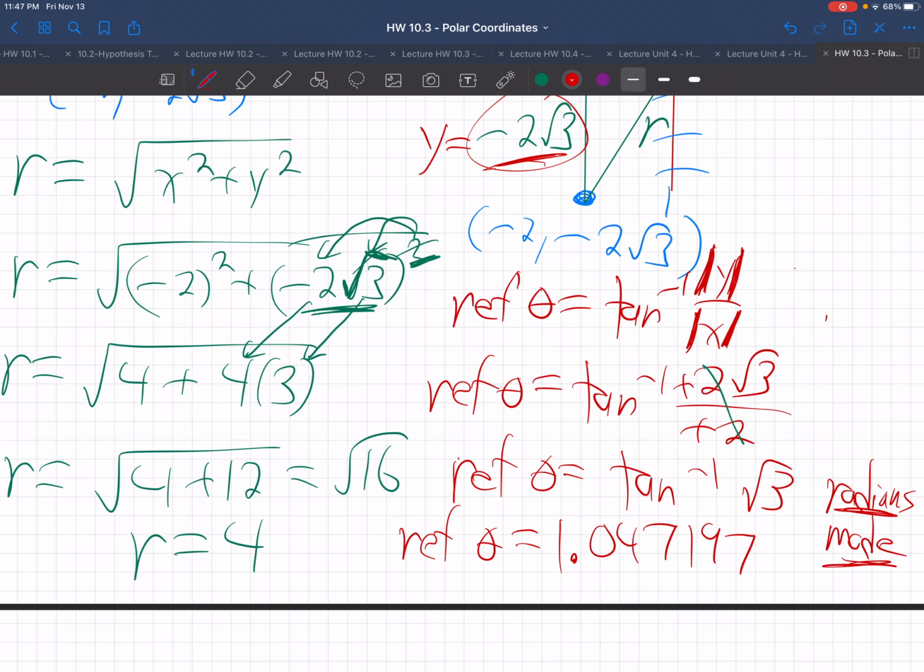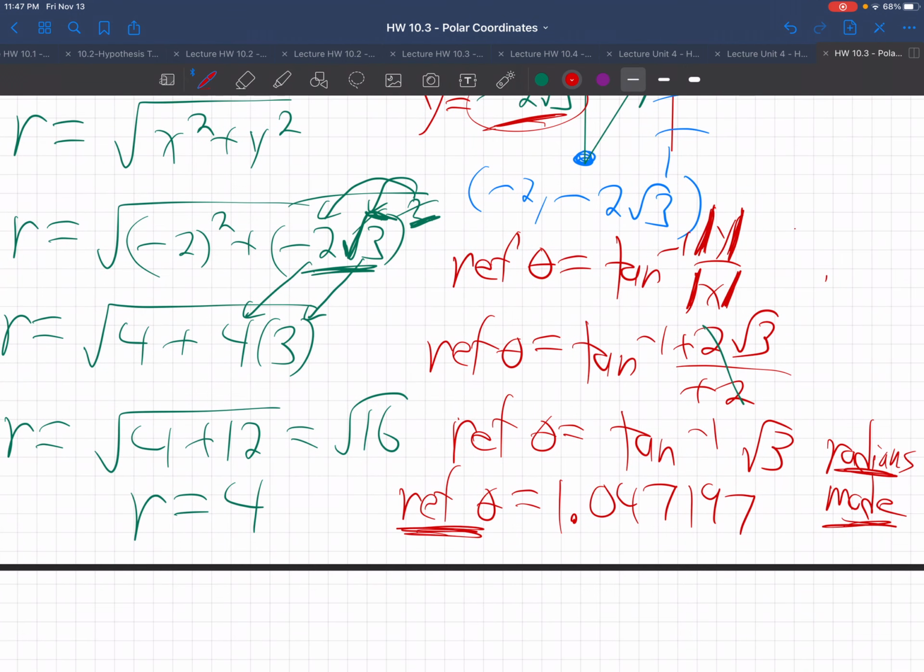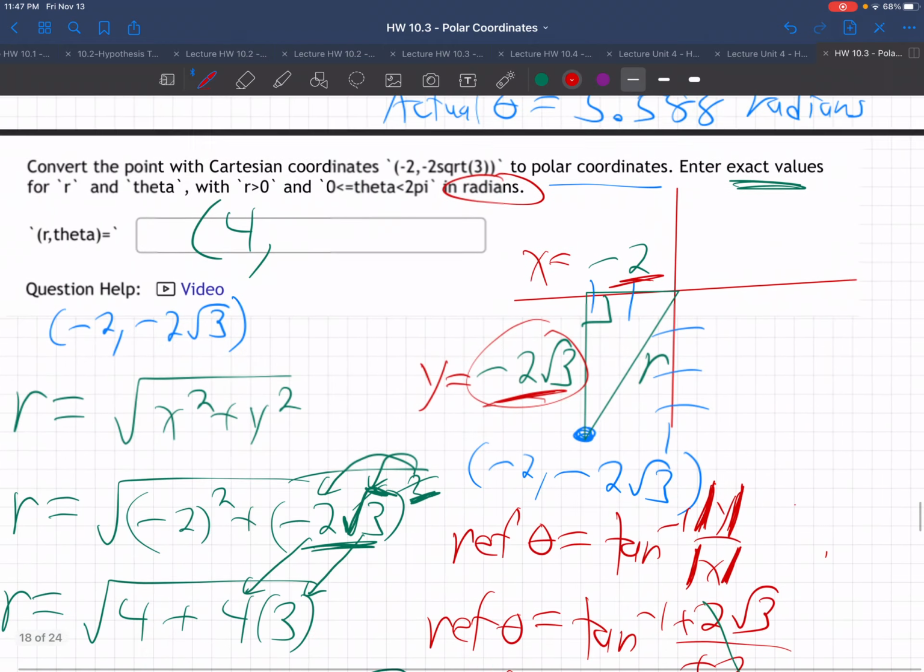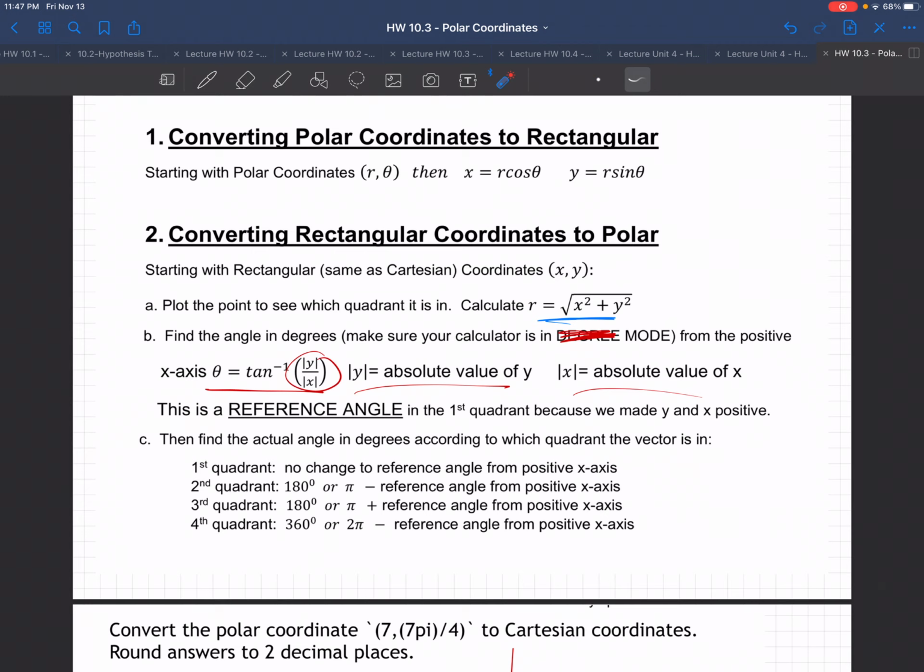Now, what are we going to do with that answer? Are we done there? No, that's just a reference theta. That's not the actual theta. How do you get the actual theta? Well, that depends on the quadrant you're in, right? That's why I wrote up all these notes for you. So you find this is the reference. It's really just quadrant 1 because we made x and y positive with the absolute value.